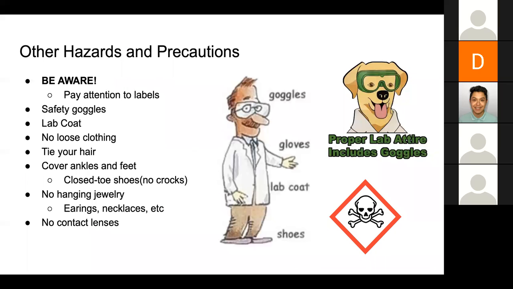And some other hazards and precautions to think about while in lab is that you should always be aware of your surroundings, and pay attention to the labels of chemicals to know whether they're toxic or hazardous. Always wear safety goggles and a lab coat. No loose clothing, so around your ankles or your wrists it cannot be loose, it has to be tight. If you have long hair, you must tie your hair. You have to cover your ankles and your feet, so you can't wear shorts or anything like that. It has to be long pants, and you have to wear closed-toe shoes, and you cannot wear Crocs. No hanging jewelry, so no earrings, no necklaces, etc. And you cannot wear contact lenses.